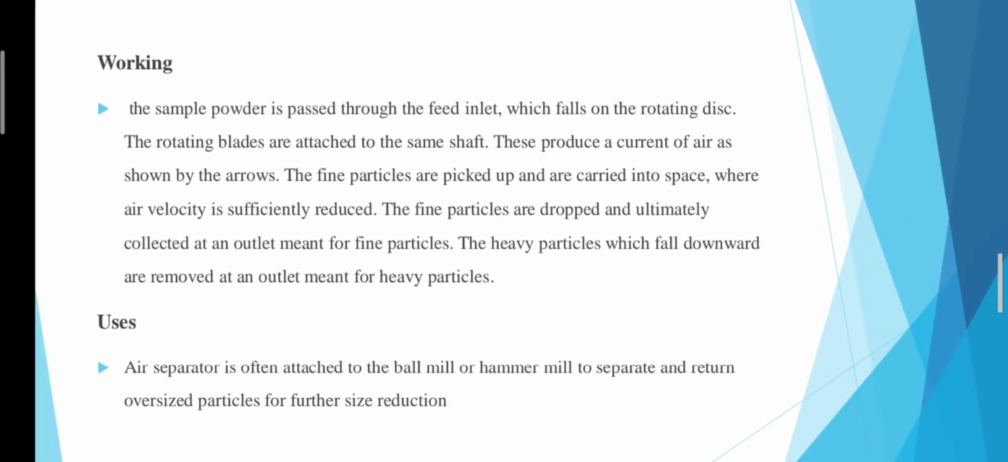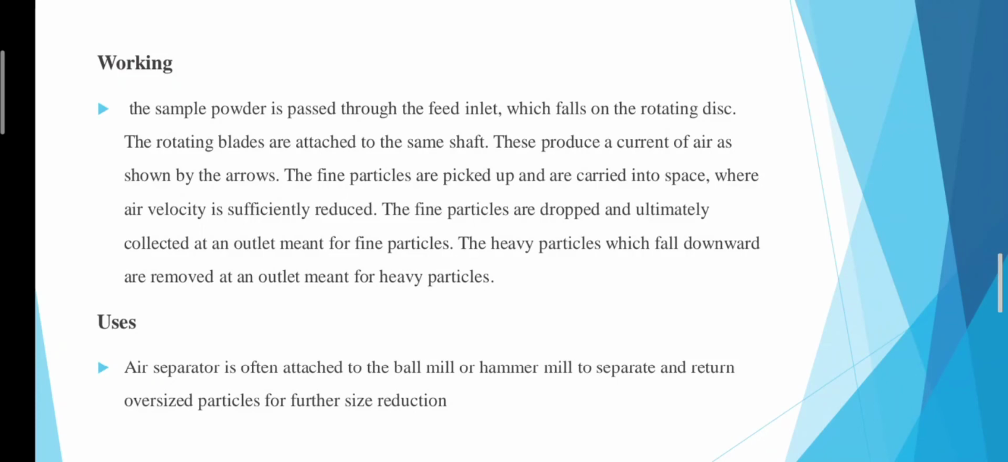Working is very simple. The sample powder is passed through the feed inlet, which falls on the rotating disc. The rotating blades are attached to the same shaft. This produces a current of air as shown by the arrows. The fine particles are picked up and carried into a space where air velocity is sufficiently reduced. The fine particles are dropped and ultimately collected at an outlet meant for fine particles.